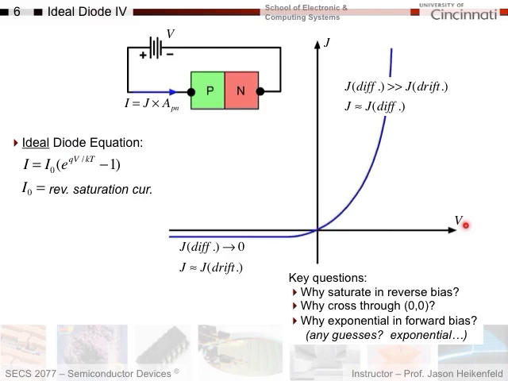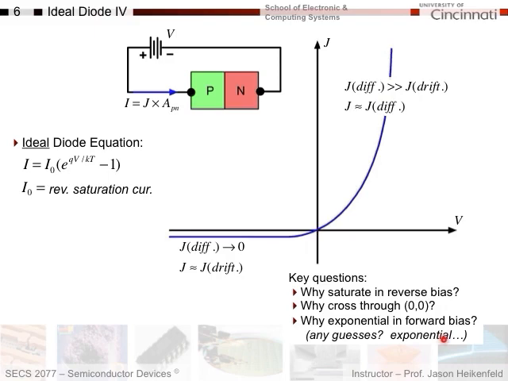And so as we've talked about before, why does it saturate in reverse bias here? It saturates because it's limited by thermal generation. Why does it cross through 0, 0? Well, we know that if a diode has no voltage applied to it, it's not going to generate current by itself. Why is it exponential in forward bias? We haven't answered that. So, any guesses?